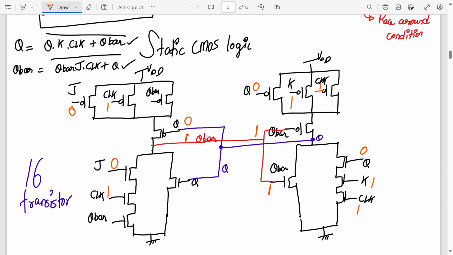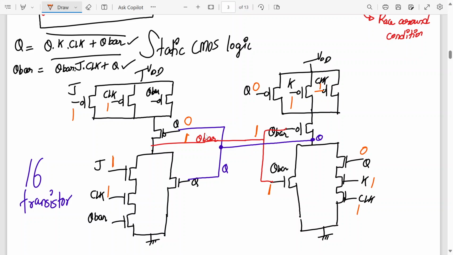Now let us change the inputs. Let us say J and K. J becomes 1 now. Now tell me what will happen. In the next cycle, J has become 1. We don't know about Q and Q bar. Previous state was 0 and 1. Now what will happen?